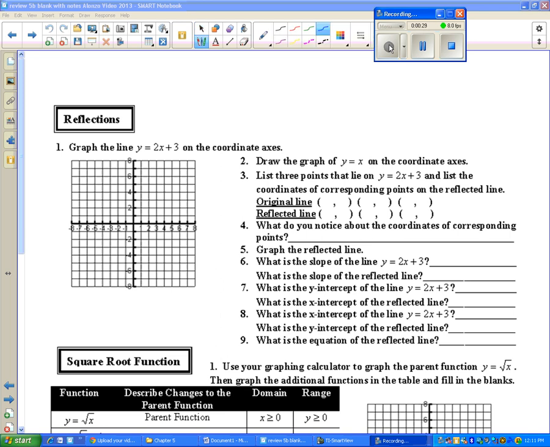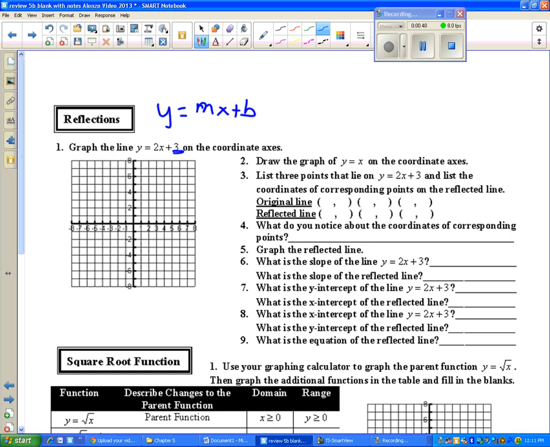Here we go. Reflections. Graph the line of y equals 2x plus 3 on the coordinate axis. Remember, this is y equals mx plus b. So my y-intercept is (0, 3). My slope is 2 over 1. So go up 2, right 1, up 2, right 1. Or you can go down 2, left 1, down 2, left 1. And this is the line of my original graph.